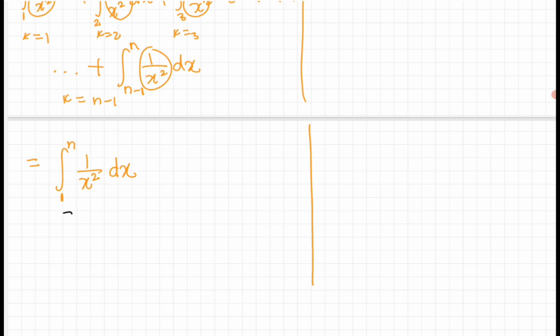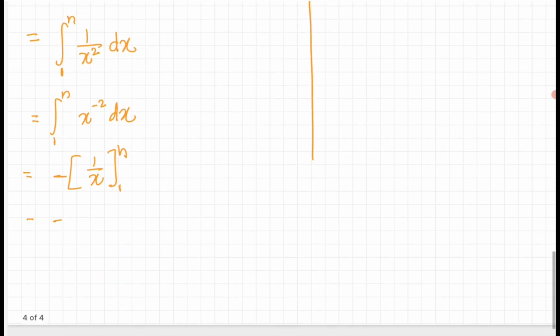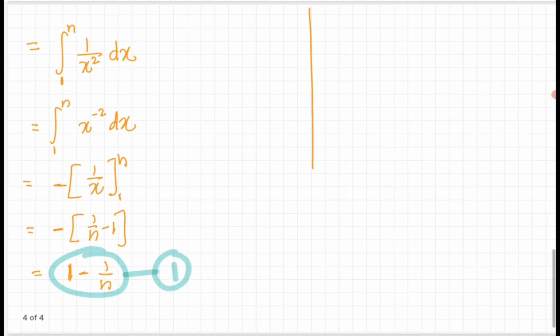So now what do we do? Well, we have somewhat simplified this, right? But let's try to simplify it even more. We know we have an integral and we know how to solve integrals, so let's carry on with that. This is basically integration 1 to n of x to the power negative 2 dx. Solving this, we get negative 1 over x, from 1 to n. We get minus 1 over n minus 1. And we get 1 minus 1 over n. This is an important part, so we will highlight it in blue, I guess.